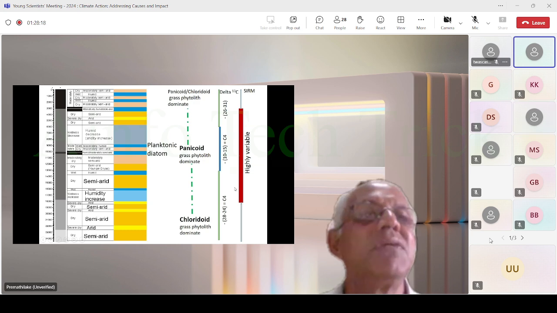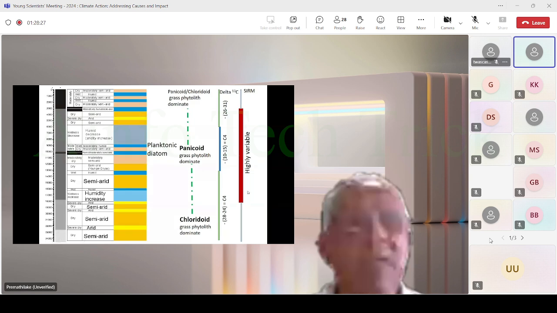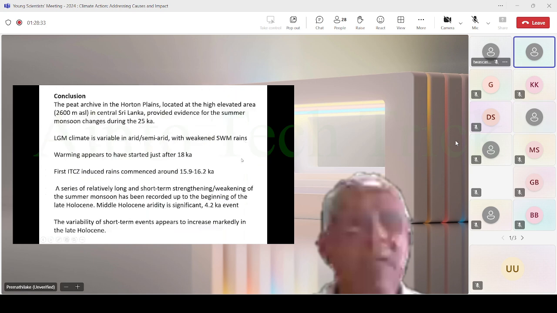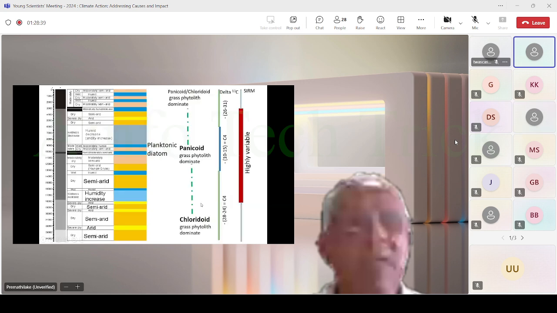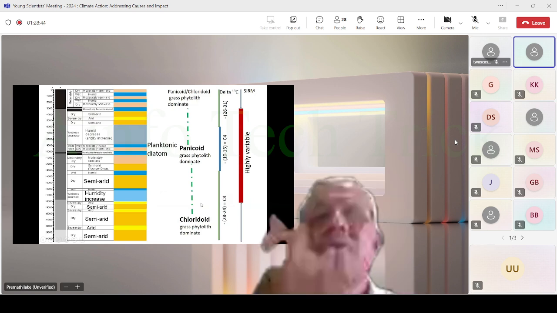Another parameter we use is the remnant magnetization, which is a magnetic property of minerals. It is highly variable in this red band area, which correlates with this, and then it's getting low. So then we come to the conclusion, and this sequence tells us something about the paleoclimate record like this. Horton Plains provides the last 24,000 years of paleoclimate record.